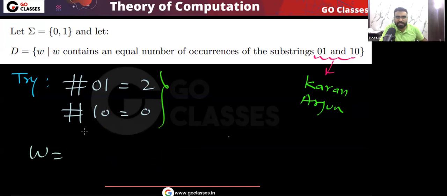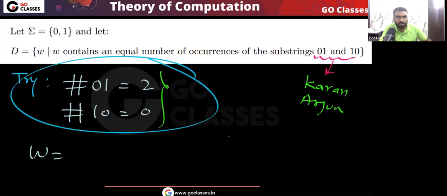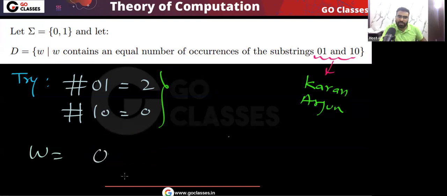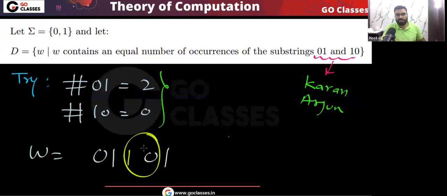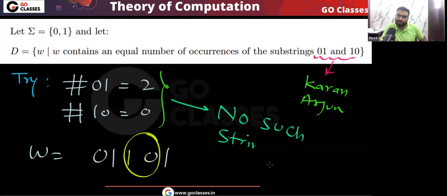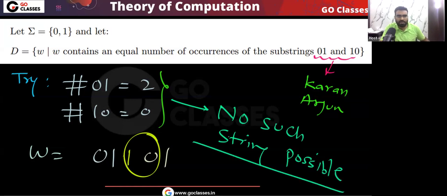So this is what I'm saying, this type of situation you cannot create. You have 2 0 1, but there is no 1 0, because whatever you put here, you will get a 1 0. So remember, this is not possible. No such string is possible. Understood this?